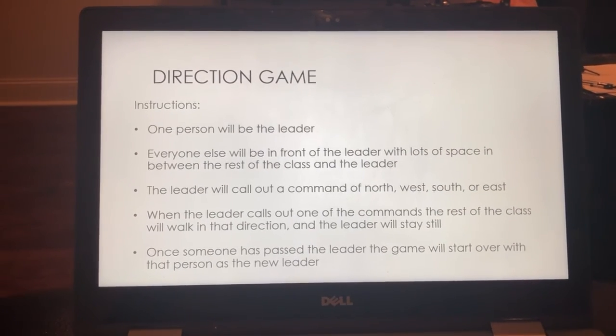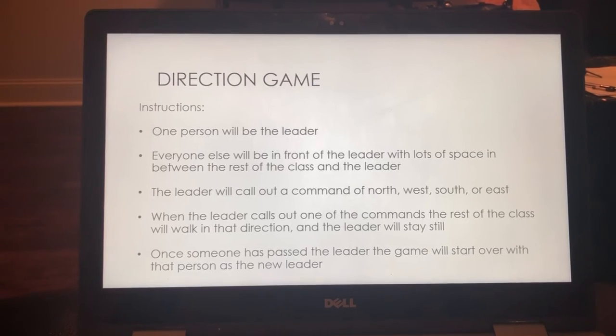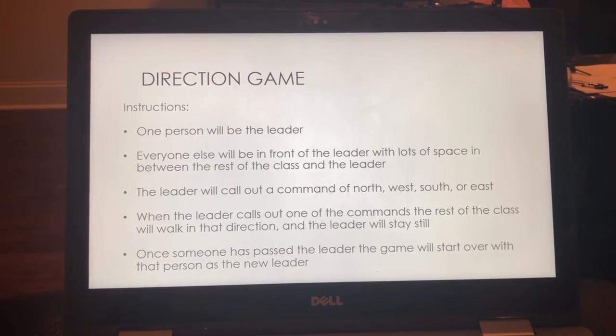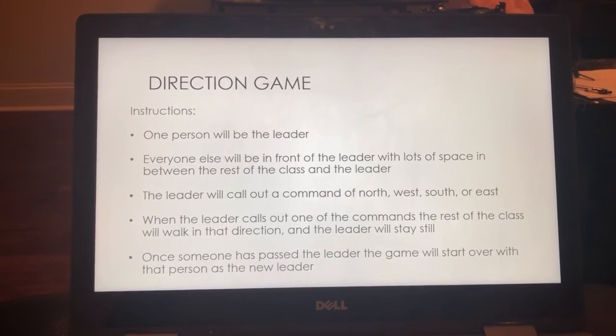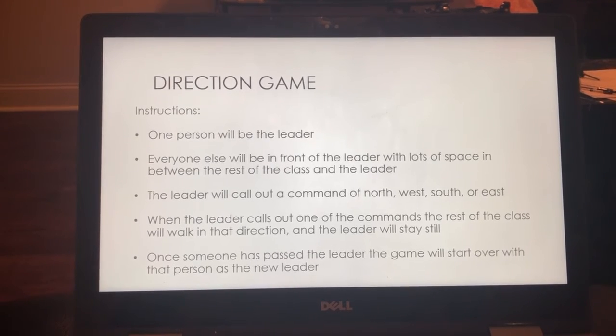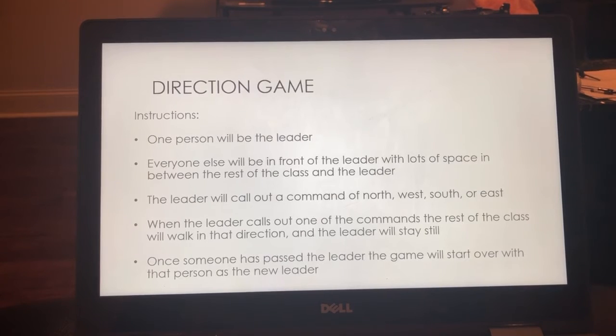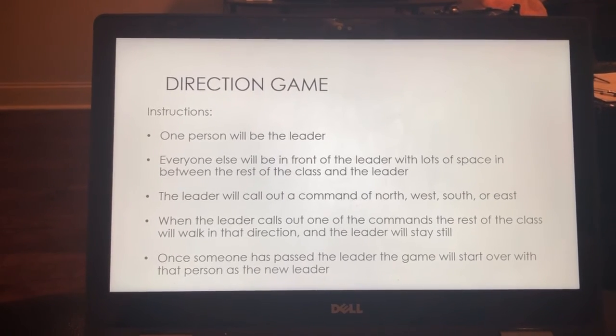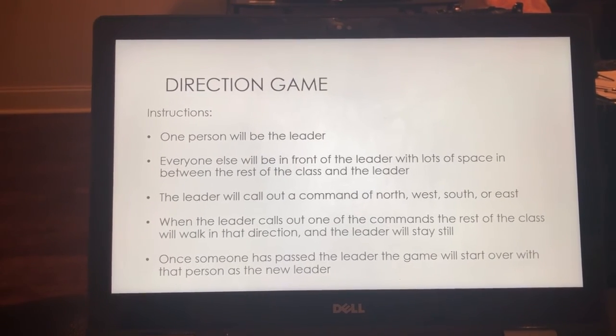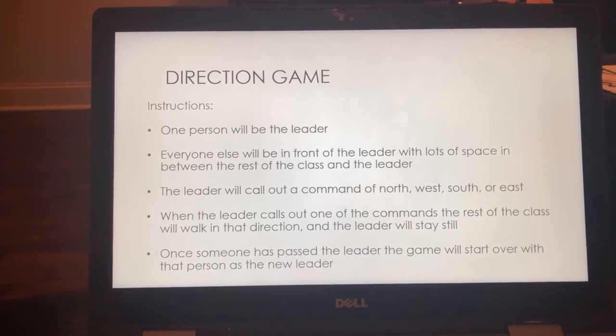Now we're going to go outside and play a direction game. This game is kind of like red light, green light, yellow light, but we're going to be using the cardinal directions instead. One person will be the leader and everybody else will be in front of the leader, with lots of space in between the leader and the rest of you.